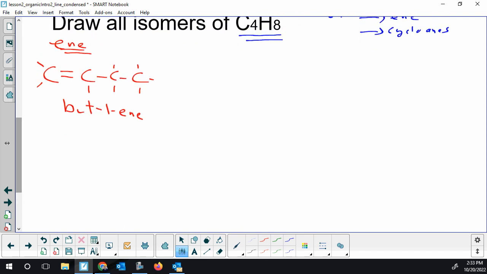I could move that double bond around. I could stick to the 4 in a row, but I get a different isomer if I move the double bond to the middle. 1, 2, 3, 4, 5, 6, 7, 8. Okay, good. C4H8. And now this is a different structure because it has a different name. It's a butene.